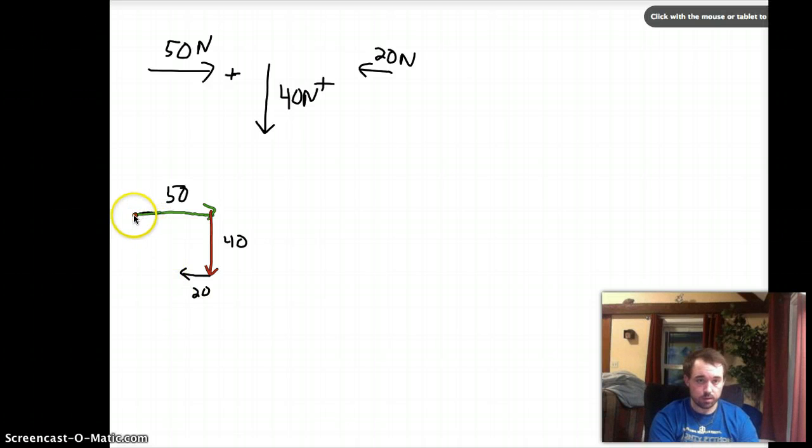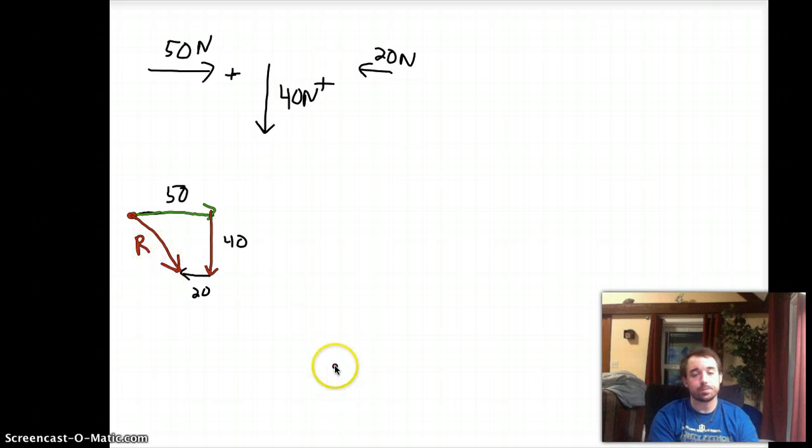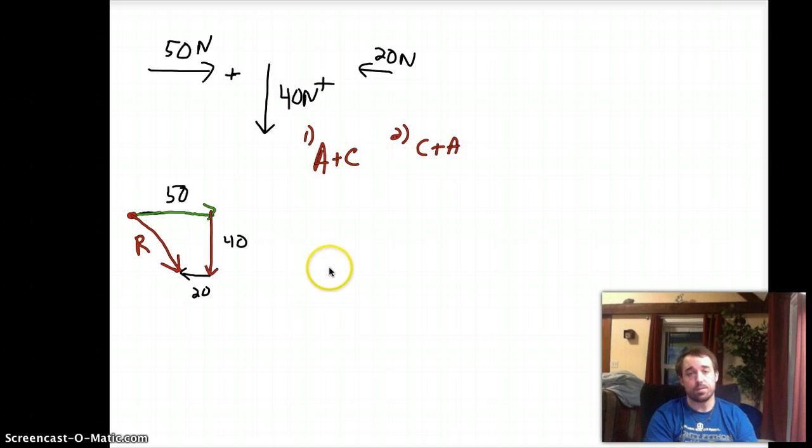Again, running out of colors. So it still works the same. My resultant is from the tail of my first down to the tip of my last. So this is my resultant. How do I figure that out, though? Well, remember one of the first worksheets, we had A plus C, that was question 1, and question 2 was what's C plus A? And we got the same exact answer, because vectors are commutative.